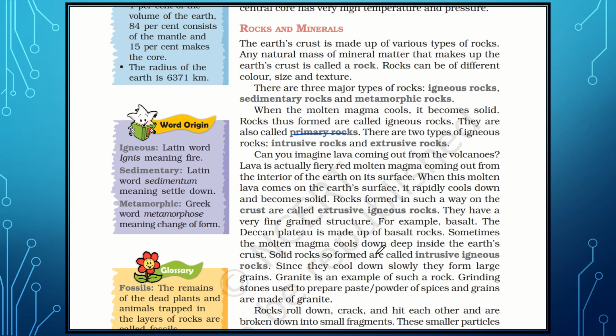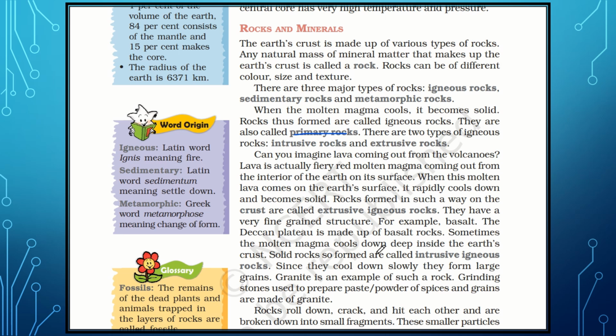Lava is actually fiery red molten magma coming out from the interior of the earth onto its surface. When this molten lava comes onto the earth's surface, it rapidly cools down and becomes solid. Rocks form in such a way on the crust and are called extrusive igneous rocks. They have a very fine-grained structure. For example, basalt. The Deccan Plateau is made up of basalt rocks.